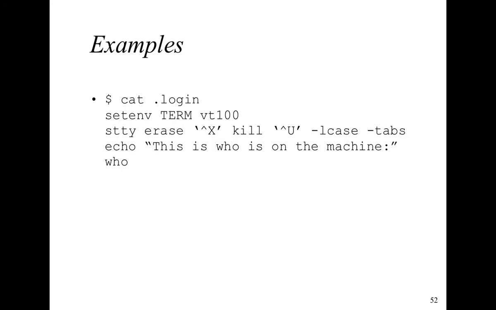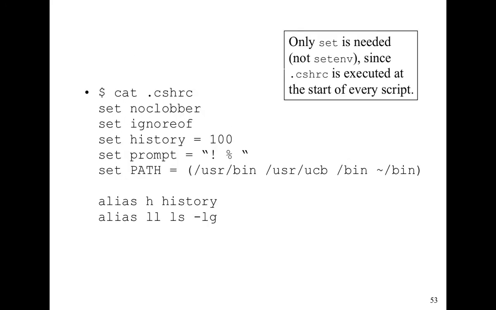So this is the login script, .login, as an example. So set noclobber, set ignoreeof, set history. I don't know. Set alias h for history. Set the path.